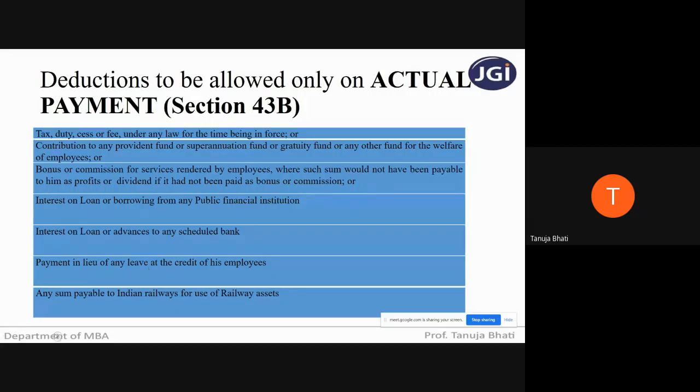Next, any sum payable to Indian Railways for use of railway assets. In this case, if the payment is actually made, then only you will get the benefit of it. Otherwise, it will not be allowed as a deduction from profits and gains from business or profession. So all these are deductions to be allowed on only actual payment basis.